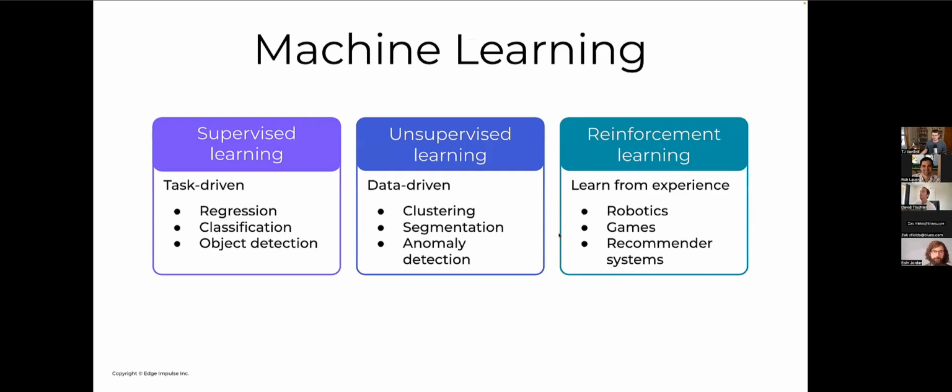So machine learning is broadly broken into three categories. There's supervised, unsupervised, and reinforcement learning. And today we're going to be mainly looking at supervised, and within that, classification. So we're going to try to classify types of movements.